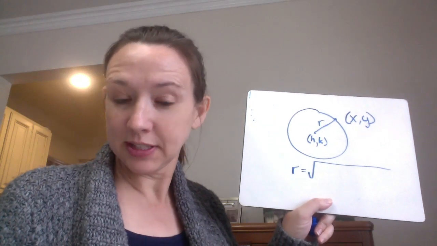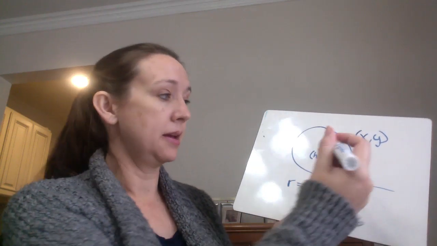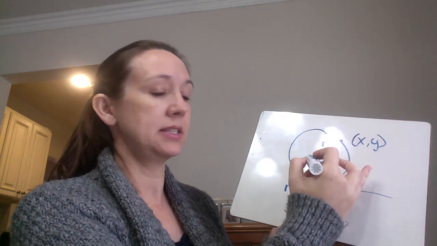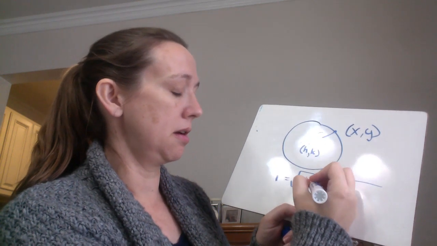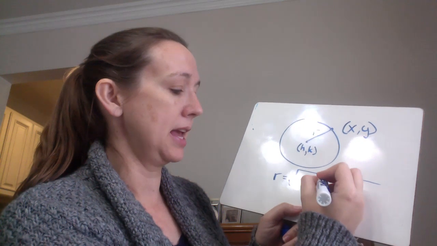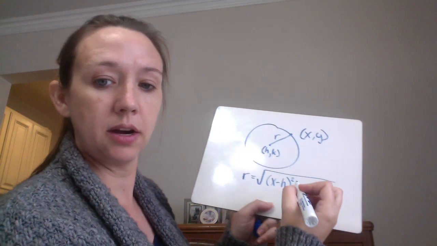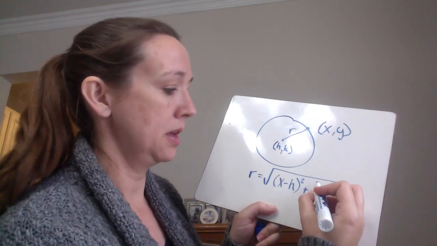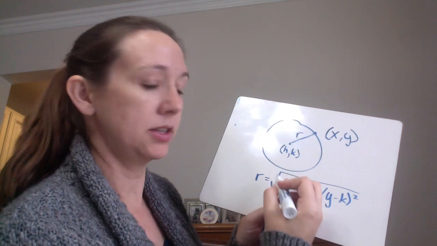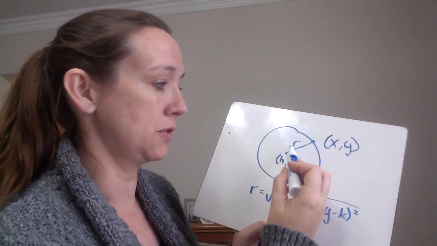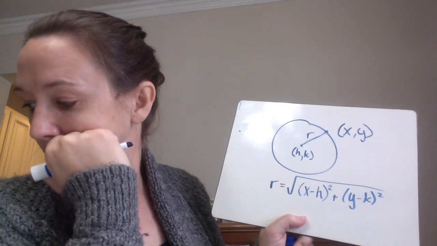Okay, so I haven't filled it out yet, but hopefully you have. We're going to do our distance formula. So we're going to call this x2 and this x1, although you could switch it around, but I'm going to do x minus h squared plus y minus k squared. And I take the square root of it all, and that's the distance from here to here, which is the radius.